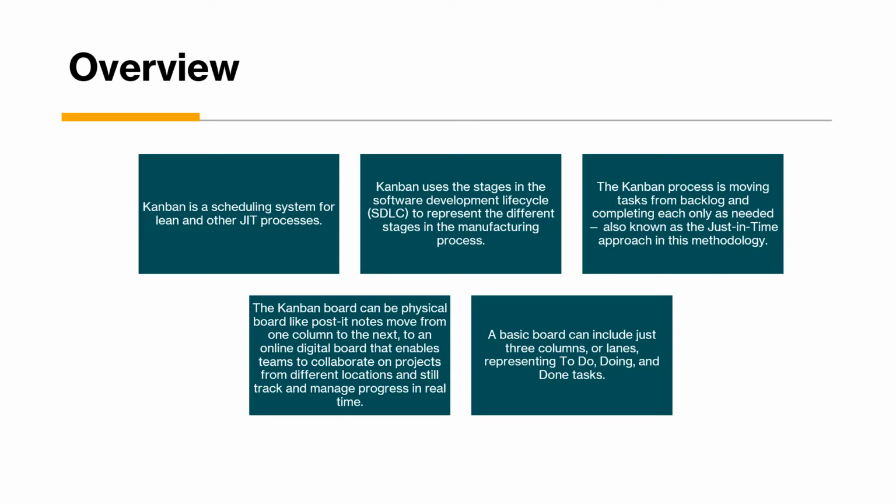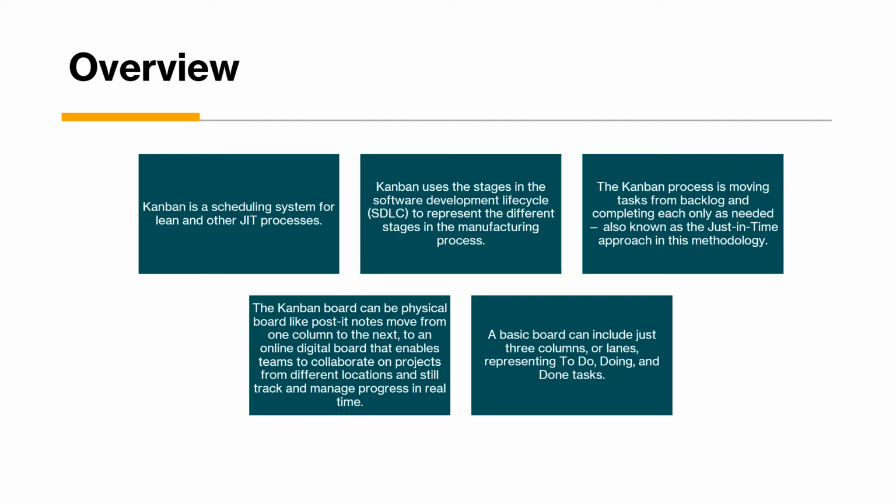Kanban is a scheduling system for lean and other just-in-time processes. They use the stages in the software development lifecycle to represent the different stages in the manufacturing process. So Kanban processes move tasks from the backlog and complete each only as needed, also known as the just-in-time approach. In this methodology, when they complete a particular task, they will pull more tasks from their backlog to complete. So it's meant as a just-in-time approach.